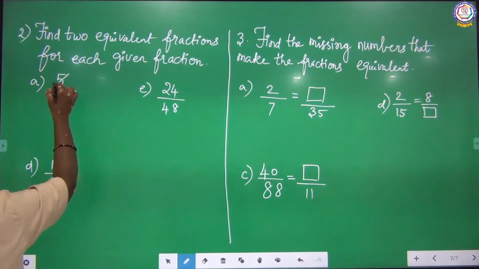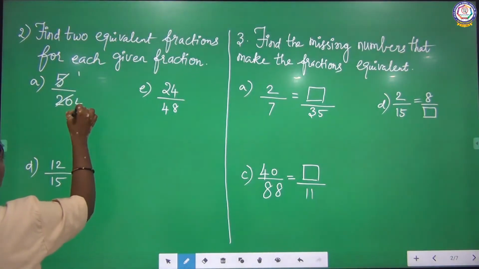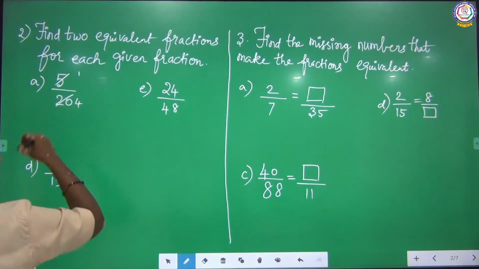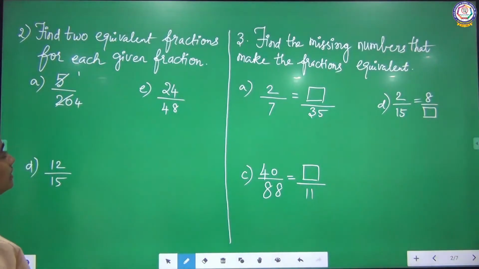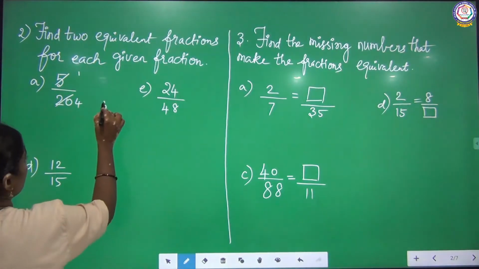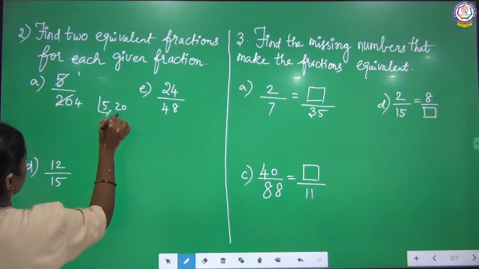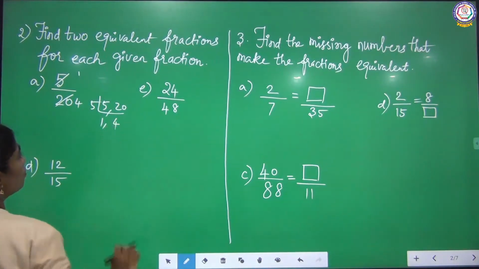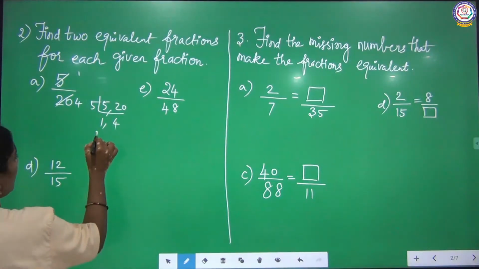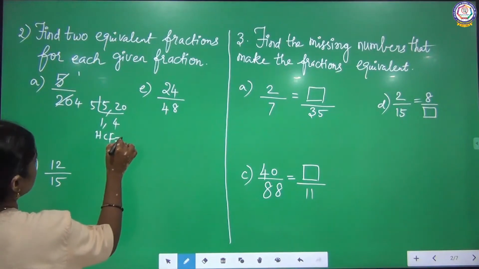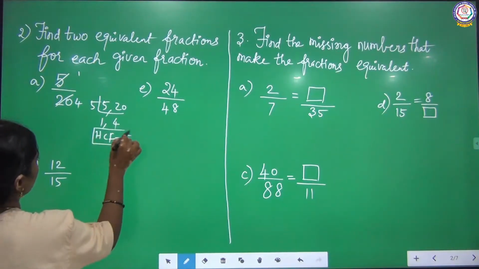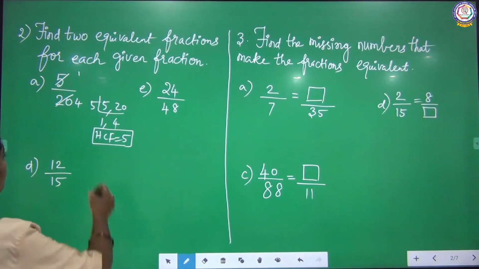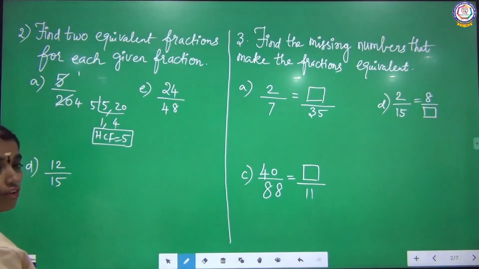Listen, 5 1s are 5, 5 4s are 20. Because this numerator and denominator I can cancel by the HCF. See, for example, 5 by 20 is there. Just you take the HCF for this. 5 1s are 5, 5 4s are 20. So what is my HCF here? My HCF is 5. So for that I am dividing by what number? 5.